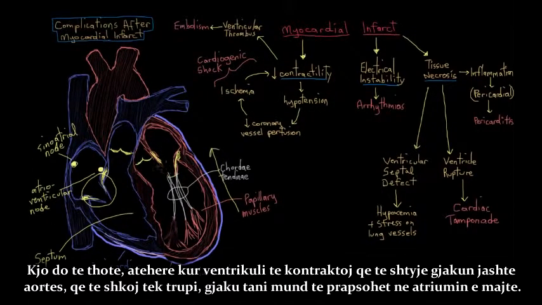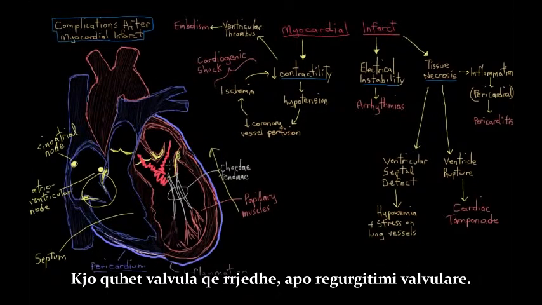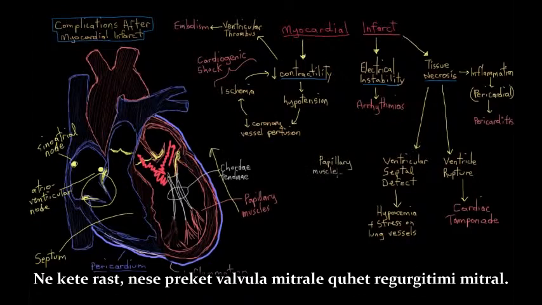This means that when the ventricle contracts to push blood out into the aorta to get around the body, blood can now get back up into the left atrium. This is called having a leaky valve or a regurgitant valve. In this case, since it's the mitral valve, we call this mitral regurgitation.